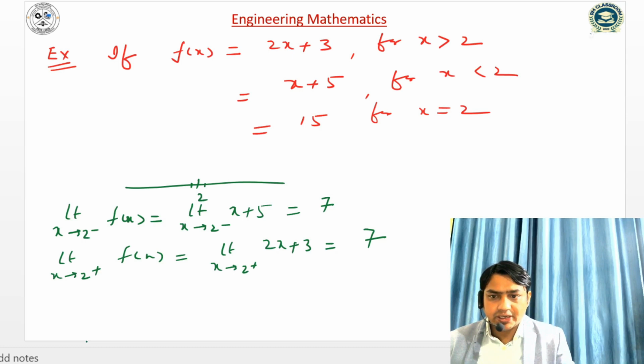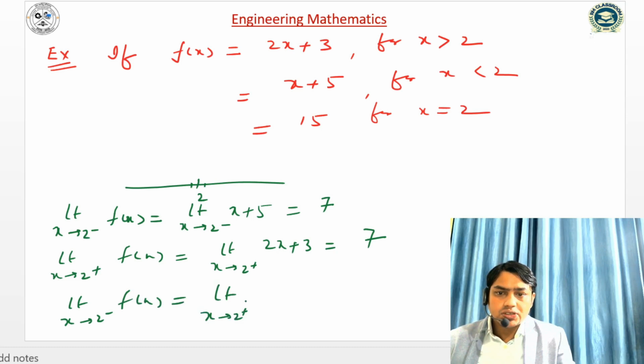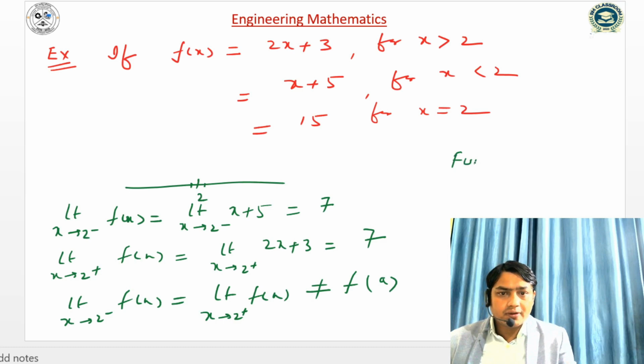So here we can write: limit x tends to 2 minus of f(x) equals limit x tends to 2 plus of f(x), which is not equal to f(a). So the limit exists, but the function is not continuous.